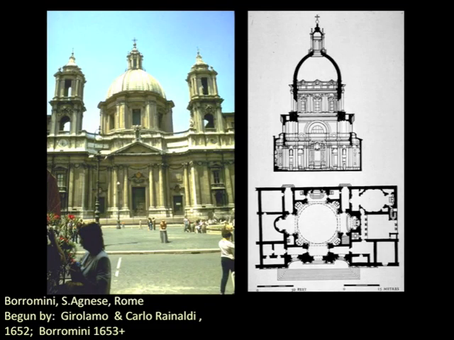Like so many of his projects, he was not able to conceptualize this from the ground up, but came into a project that was already underway, initiated by very good architects, Girolamo and his son Carlo Rainaldi. Borromini came into it after the foundations were in, so the plan, for the most part, is not the work of Borromini.